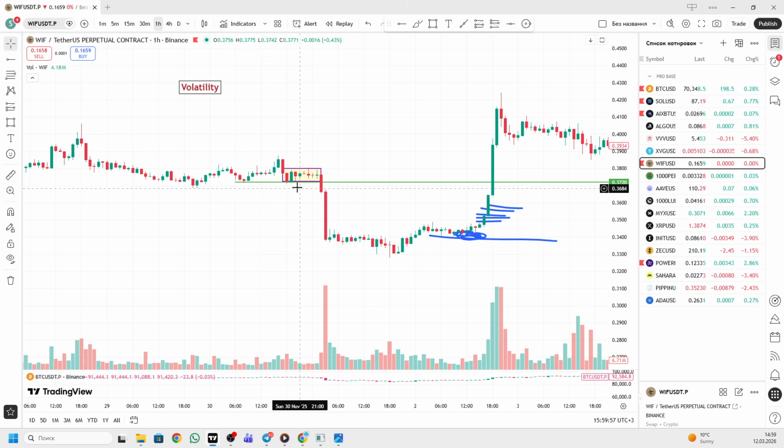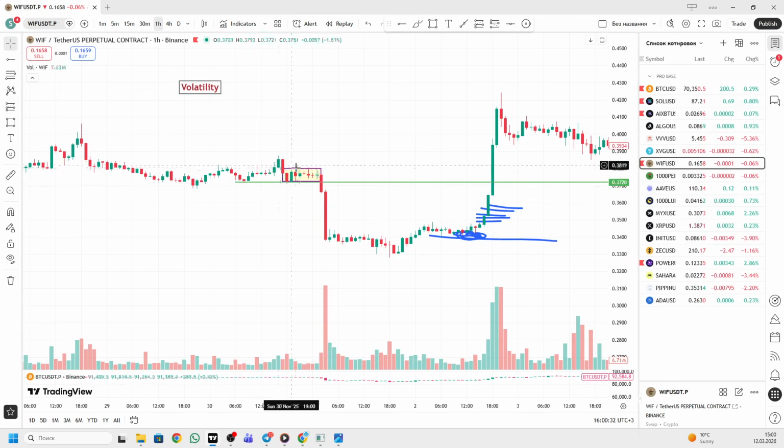So we measure the size of each candle, then we add all the values together and divide by the number of candles. And this gives us the average volatility for this period. Using this method, we can compare different areas of the chart. Okay, so for example, we take 5 candles here, 5 candles here somewhere or here, and immediately we can see where volatility was higher.